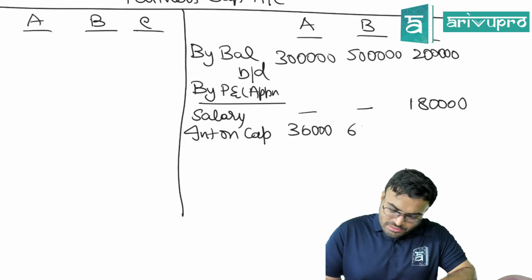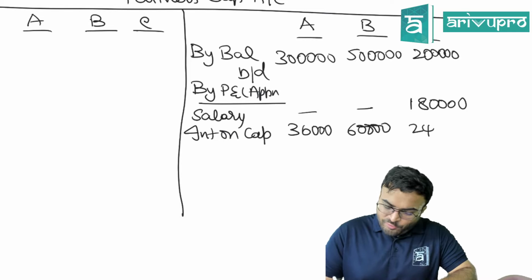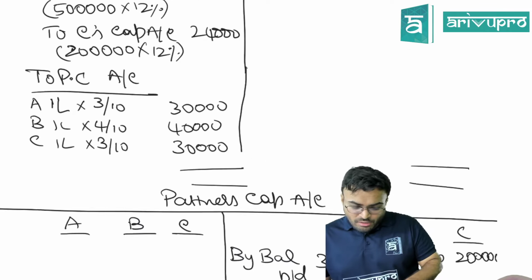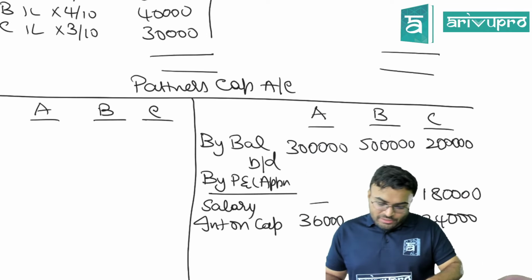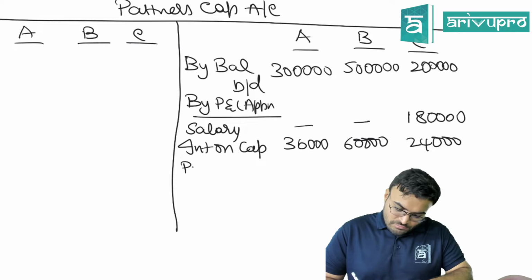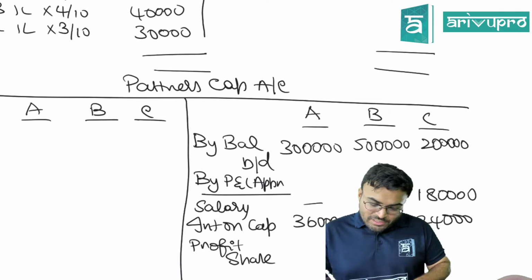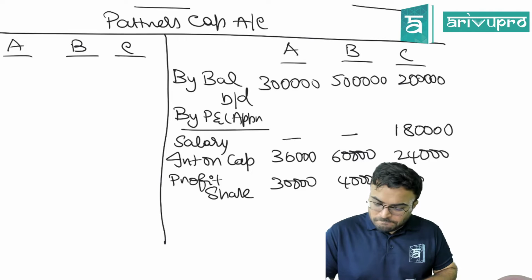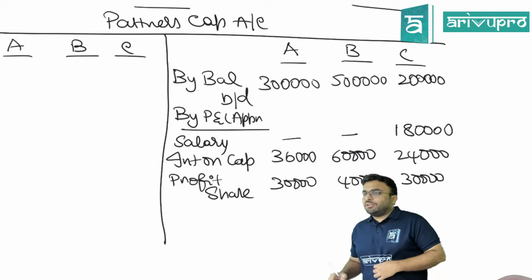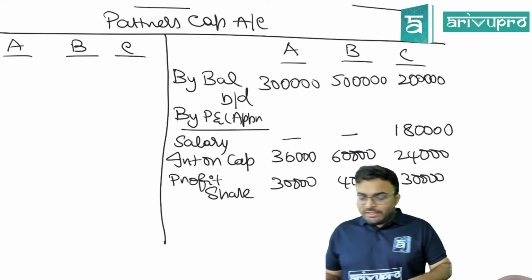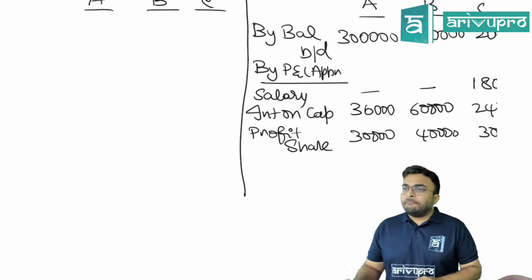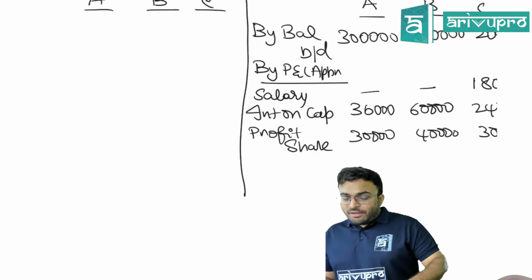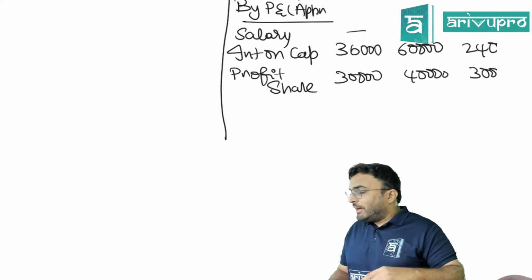36,000, 60,000 and 24,000. Then we are also going to write profit share. Profit share is basically 30,000, 40,000 and 30,000. Now rent. What to do with rent? 60,000. Now it didn't come from P&L appropriation. It will come from where?